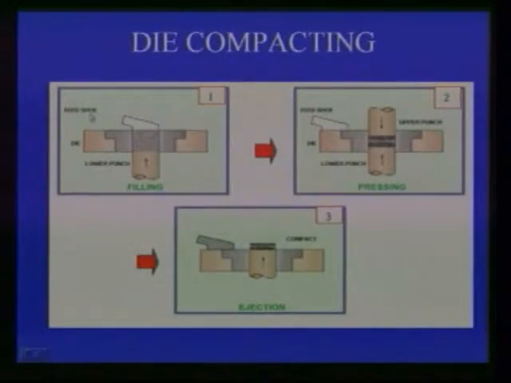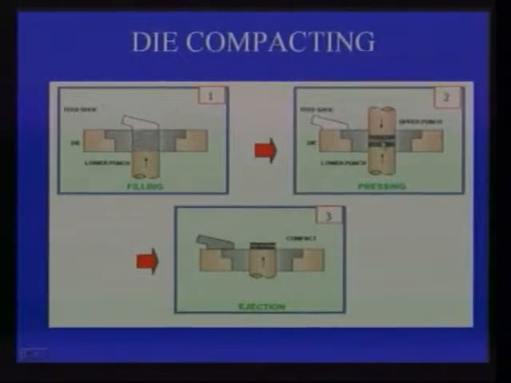You see there is a die and there is a lower punch. From the top, the die cavity is filled with the metal powder. In the second step, pressing, by lifting the lower punch and moving down the upper punch, the metal powder is compressed to the shape. Third step, ejection. After compacting to the required shape, the green compact is ejected.